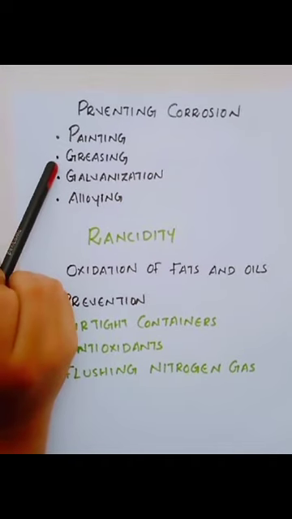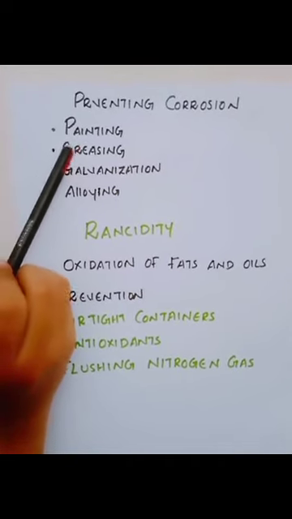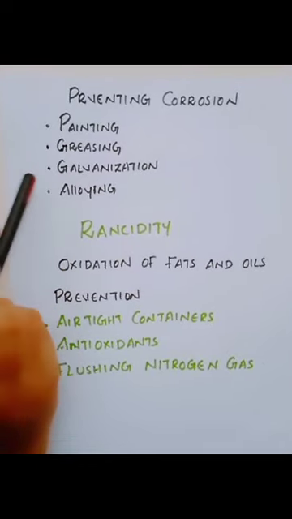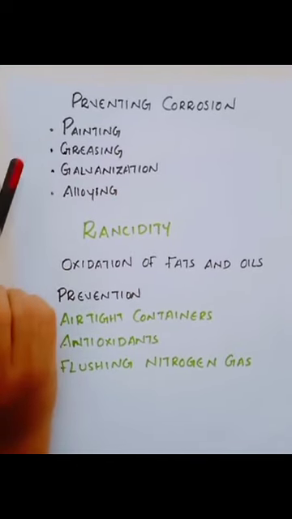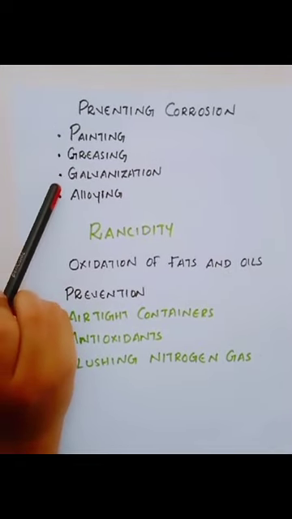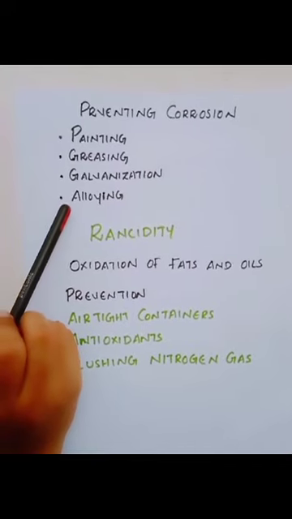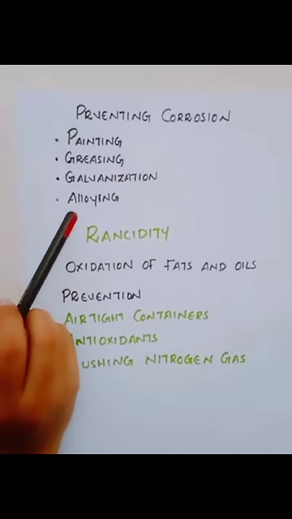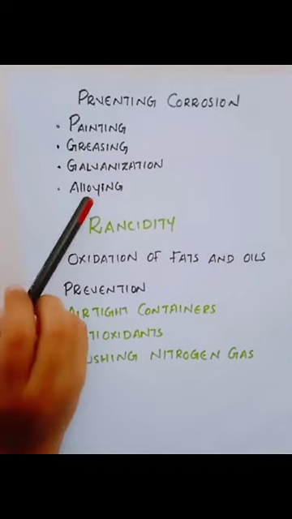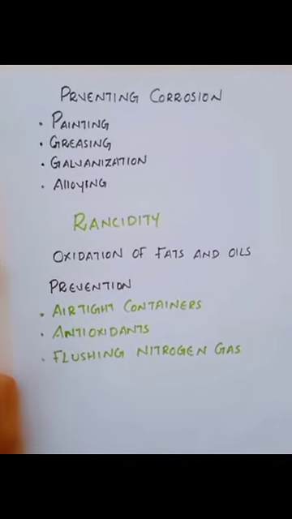Similarly, we also do greasing. Greasing also cuts the direct contact between metal and atmospheric oxygen. Then galvanization. Galvanization is similar to painting, but here a coating with zinc is done. So galvanization is the coating of metal with zinc. Alloying. Alloying is the combination of a metal with another metal or non-metals, which will also prevent corrosion. So these are some of the common methods adopted to prevent corrosion.